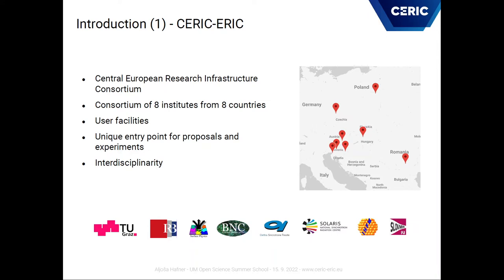So the content of CERIC in this case, and then also, as we will see, the photon and neutron community, it all revolves around properties of matter. So we have some sort of a sample, some sort of material. It can be a protein, it can be a new type of material. We put it into our instrument, and then we gather data.